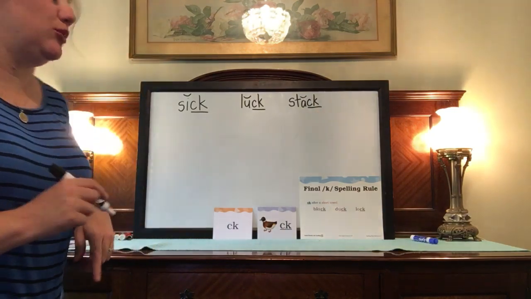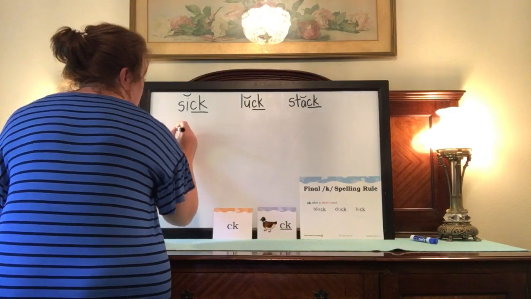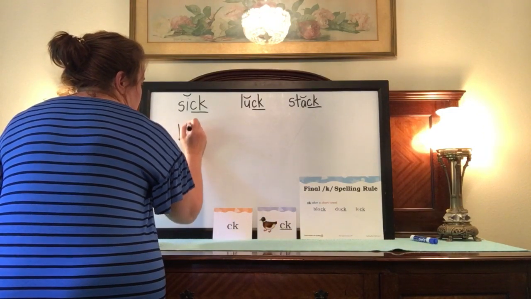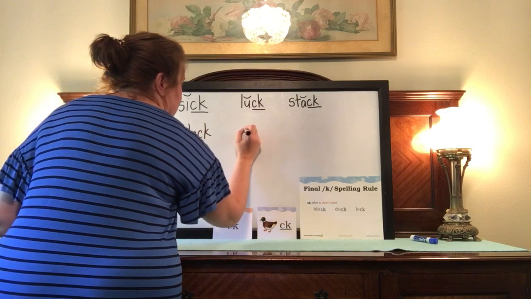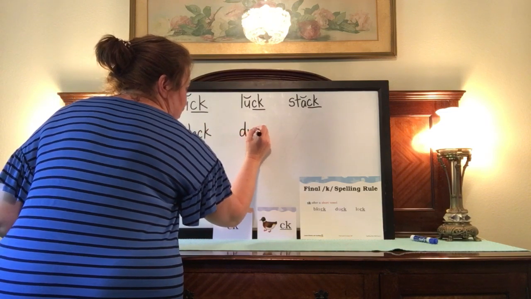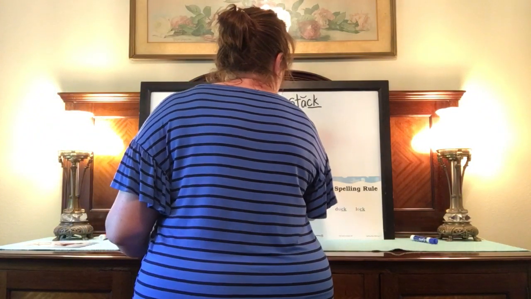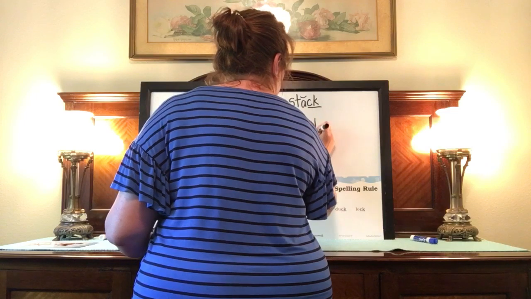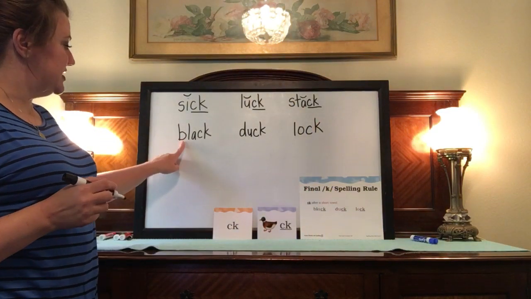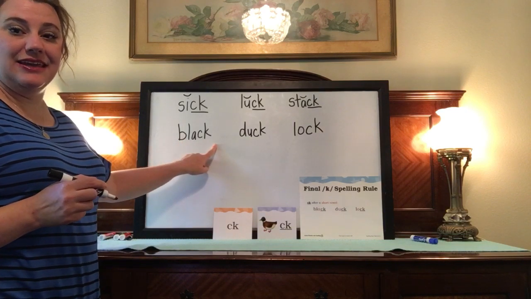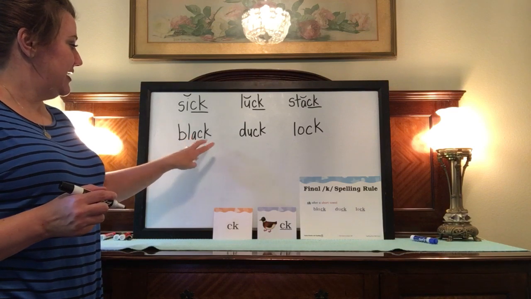So let's look at three more words. Let's go ahead and do our words over here that are our rule words. Let's do black, duck, which is our keyword, and lock. Okay, let's look at these words. Let's read this one. Black, like the color. Bl, a, k.